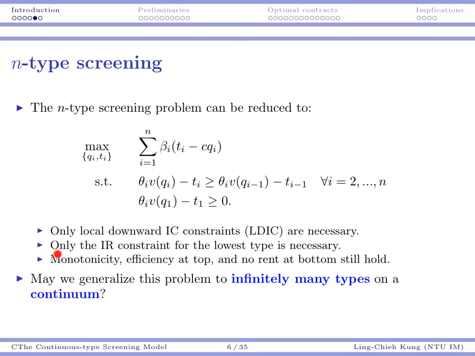Also, only one IR constraint would be necessary, which is the lowest one, the one for the type theta 1. So here we actually have some intuition about that. If you like the product, you're going to pretend that you don't like the product. That's why you only need downward IC to prevent that from happening.